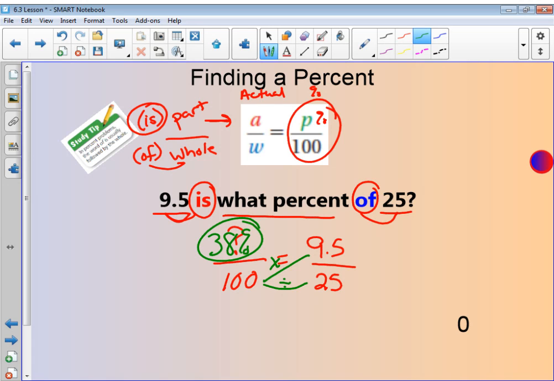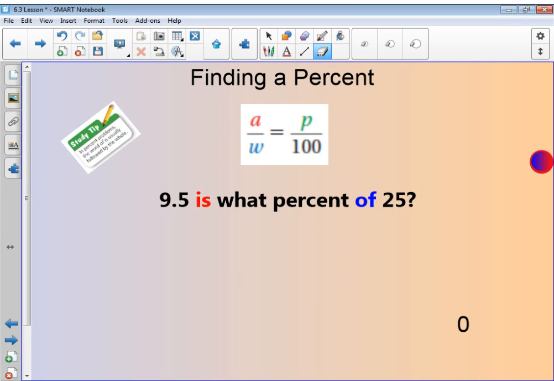Okay, so you're setting up your proportion, which you guys have previously worked. So it's understanding how to pull your parts out. Remember, this is the part. If they give us is, that's the part. This is the whole. If they give us the word of, that's where we're going to put that number, okay?